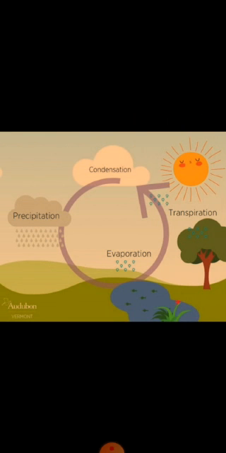So in the form of these things, the water comes back again towards the earth. So it changes from rain to water vapors to clouds and to rain again.